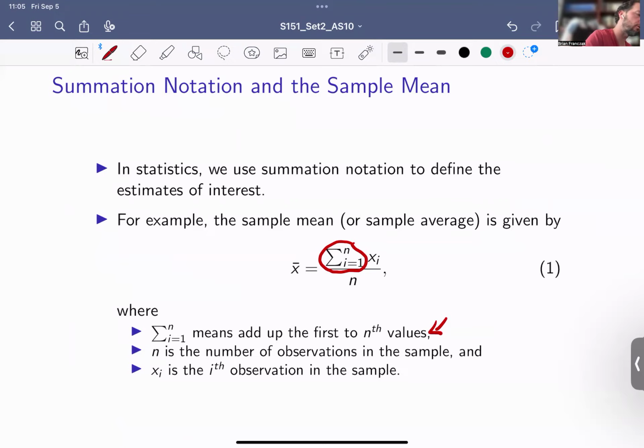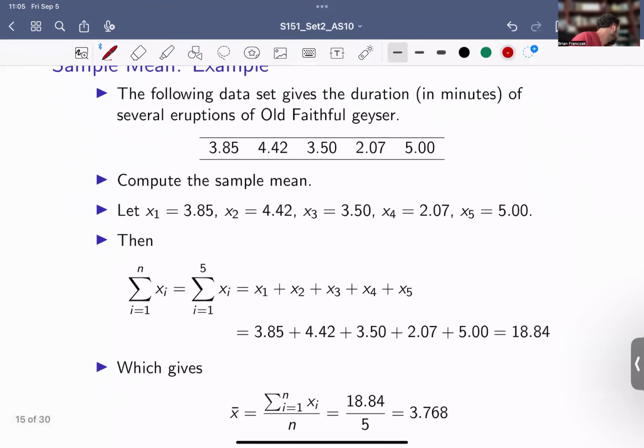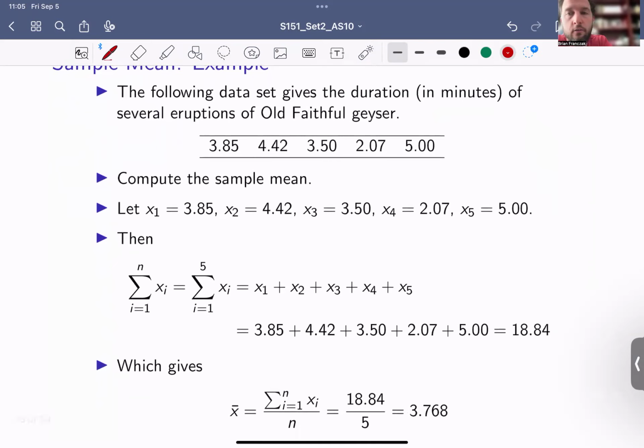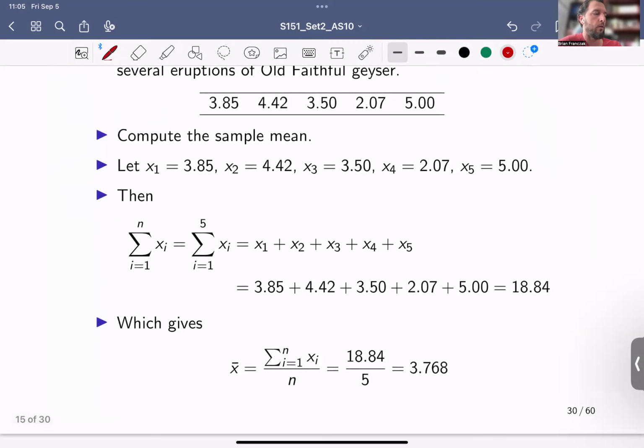Let's just look at how it works. Okay, so consider this very simple data set with 5 values in it. We want to compute the sample mean of this data set. How would we do this? Okay, so first we let each of those x values take on a number from the data set. So for example, x1 is the first value in the data set. x1 equals 3.85. x2 is the second value in the data set. x2 is 4.42. x3 is the third value in the data set. x3 is 3.50, etc.